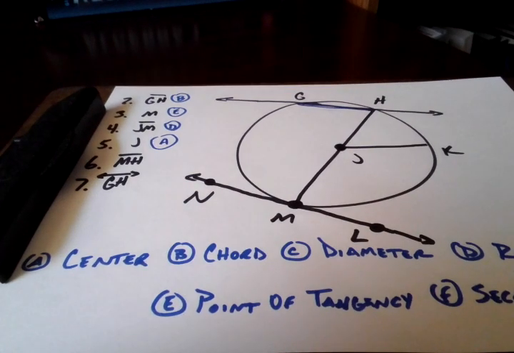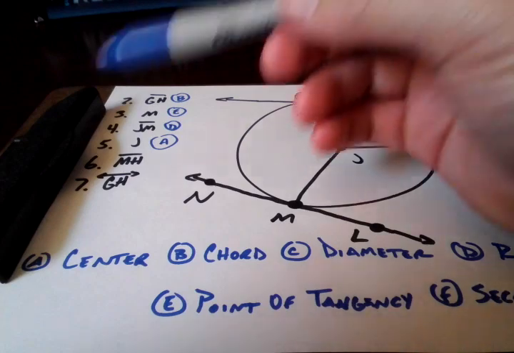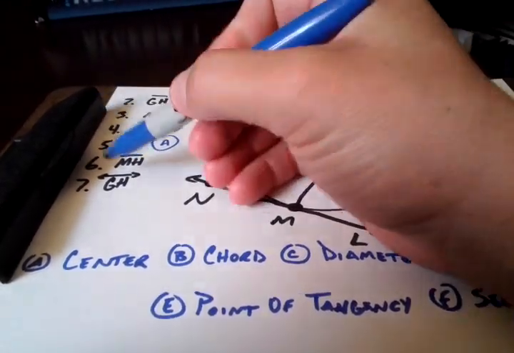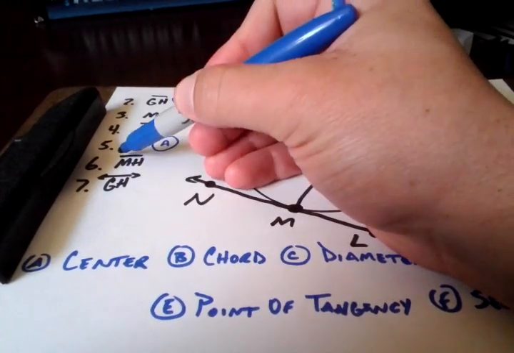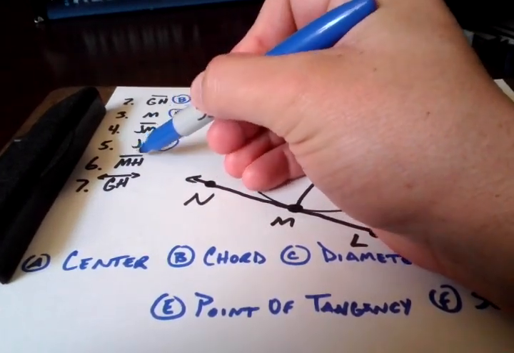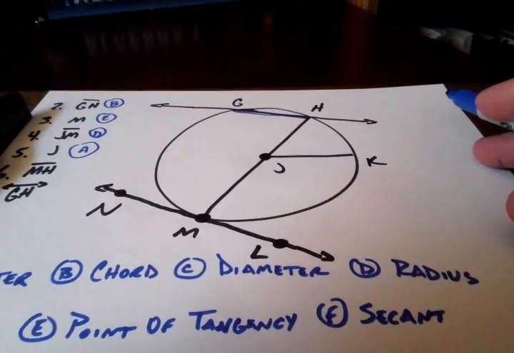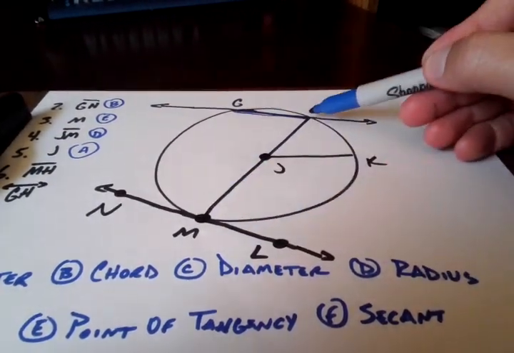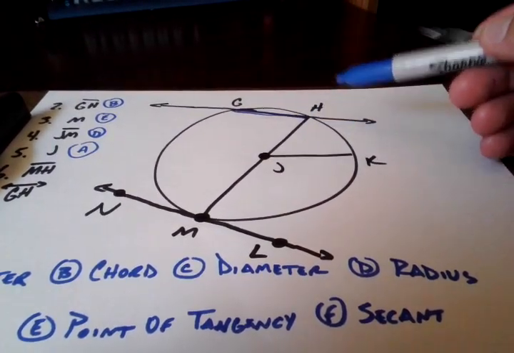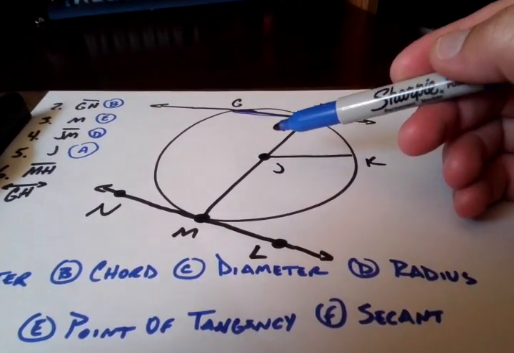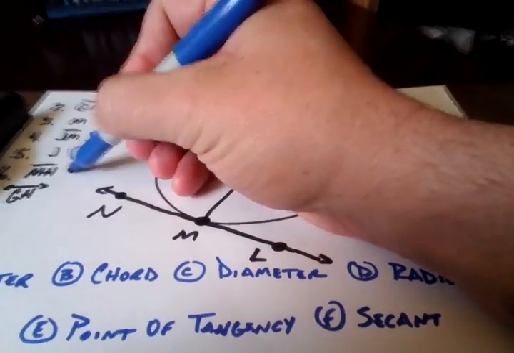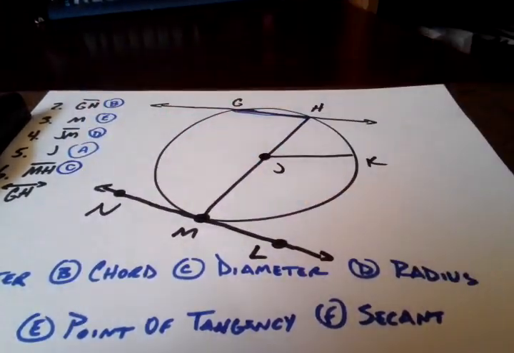Last but not least, we've got 2 more. Number 6 has the M and H, and this is a segment up there. No arrows. M and H starts on the circle, ends on the circle, and goes through the center. That makes it the diameter. So this is C.